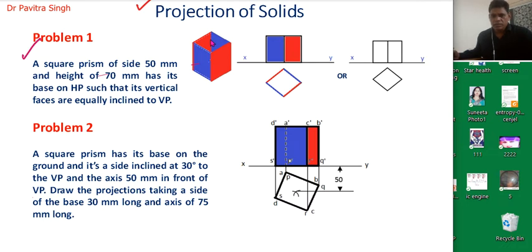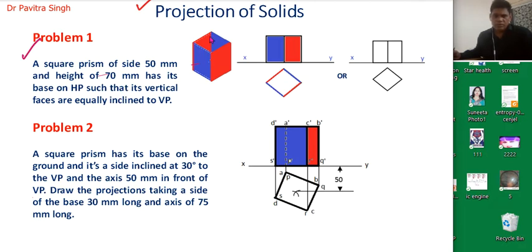Okay, so here it is a square prism. If it has 4 sides, it will be a square prism. If it has 5 sides, then it will be a pentagonal prism. If it has 6 sides, then it will be a hexagonal prism. Okay, so now I will solve this problem.